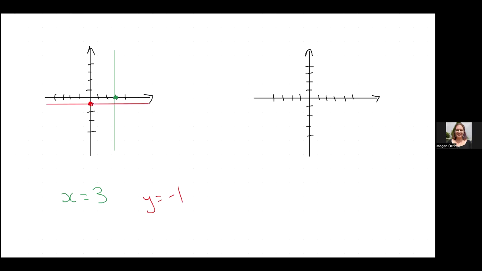So let's adjust this. What if I said, instead of x equals 3, x is less than or equal to 3? What I'm now going to do is color in the region that matches this inequality. So this is the easy bit. If x is less than or equal to 3, I want this section here, right? So I'm just going to color in this. That's all I got to do. This is the section that matches the inequality x is less than or equal to 3.